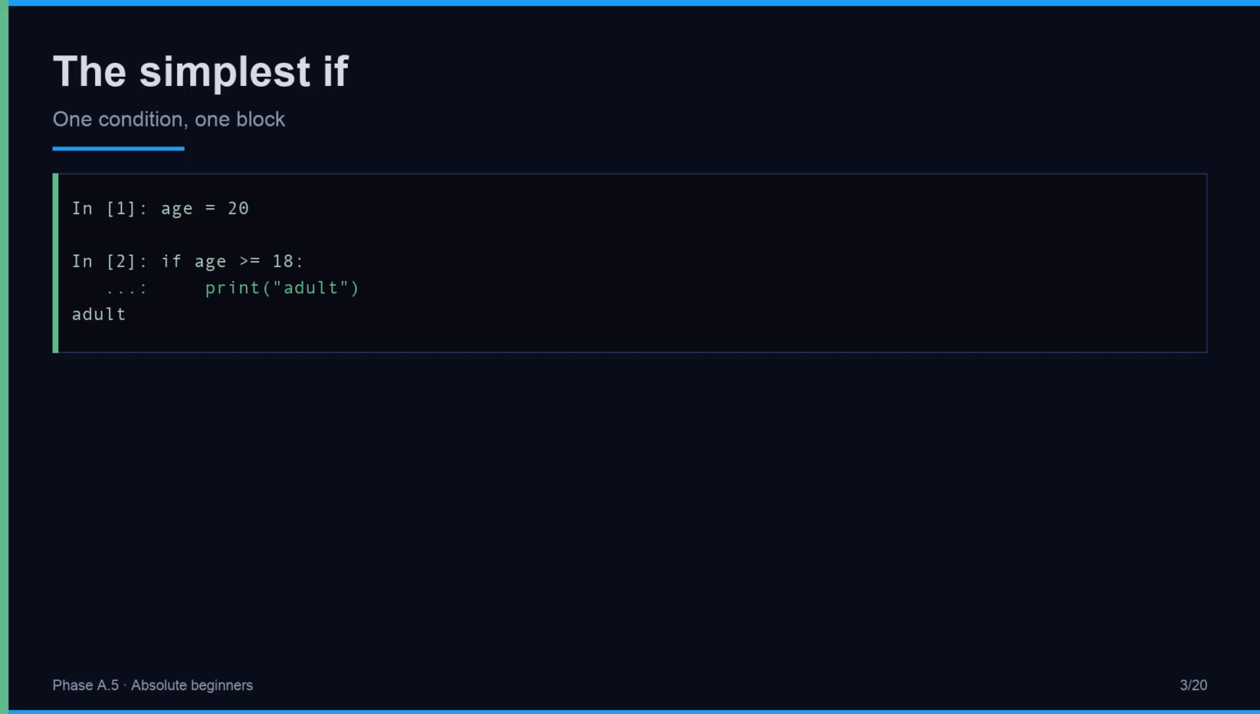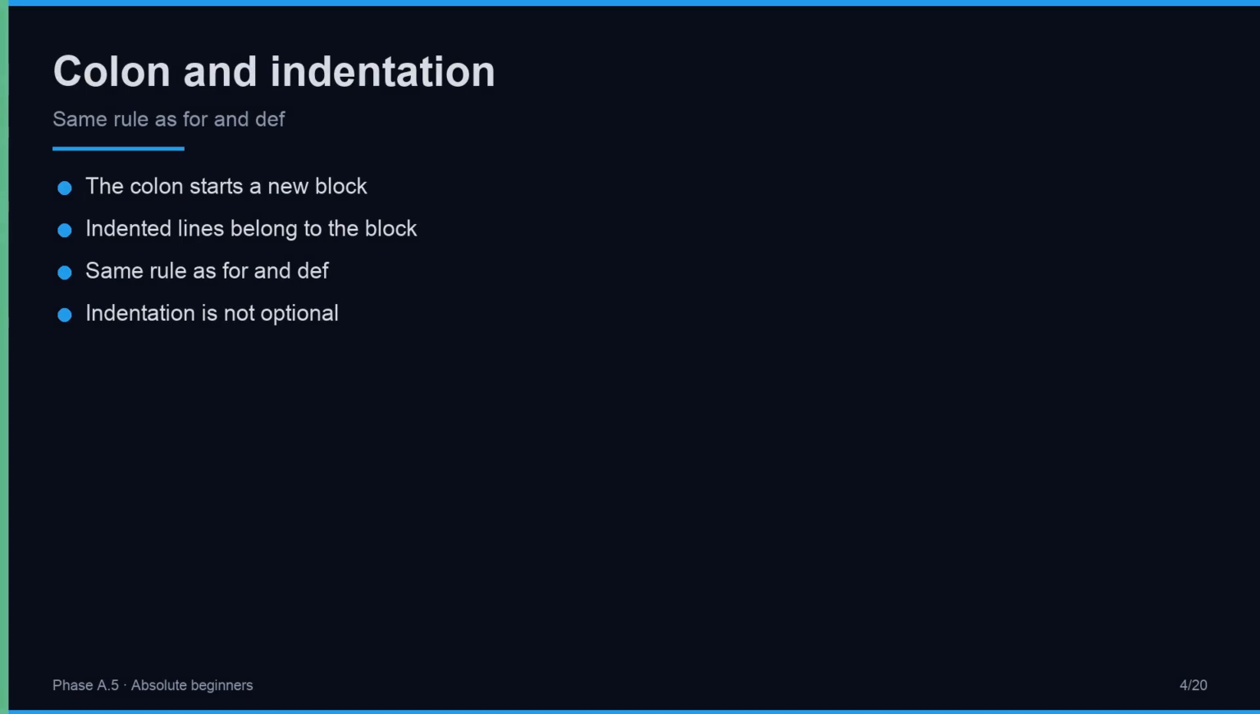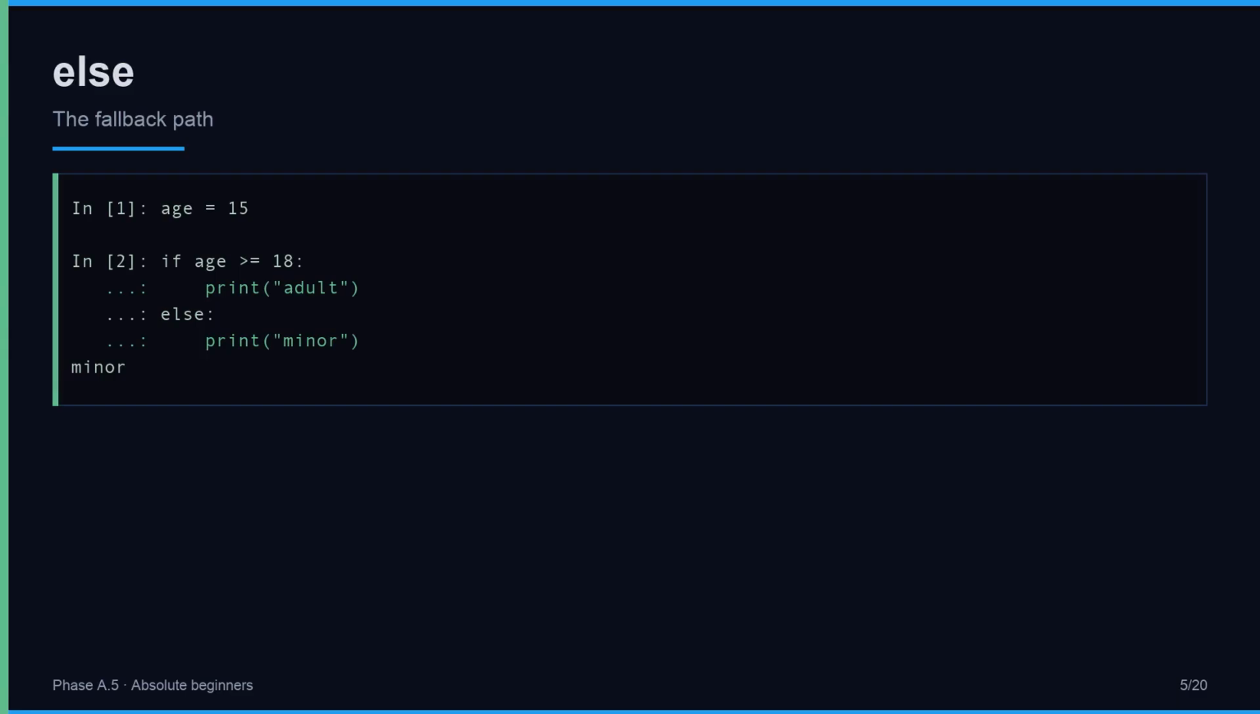One condition, one block. You have seen this colon before. After a for loop, a colon. After a def, a colon. Same here, after the if condition, a colon. The colon tells Python a block follows. The block is every indented line beneath. Python uses indentation, not curly braces like other languages. 4 spaces is the convention. Indentation is not decoration, it is syntax. Unindent to leave the block. Get this wrong and Python raises an error. Indentation is syntax. Now add else.